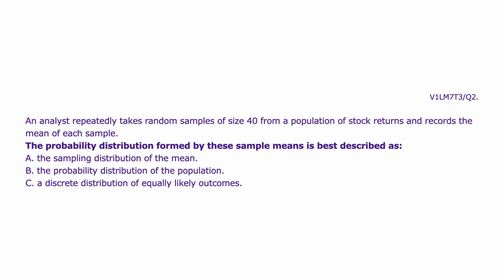An analyst repeatedly takes random samples of size 40 from a population of stock returns and records the mean of each sample. The probability distribution formed by these sample means is best described as: A. the sampling distribution of the mean. B. The probability distribution of the population. C. A discrete distribution of equally likely outcomes.